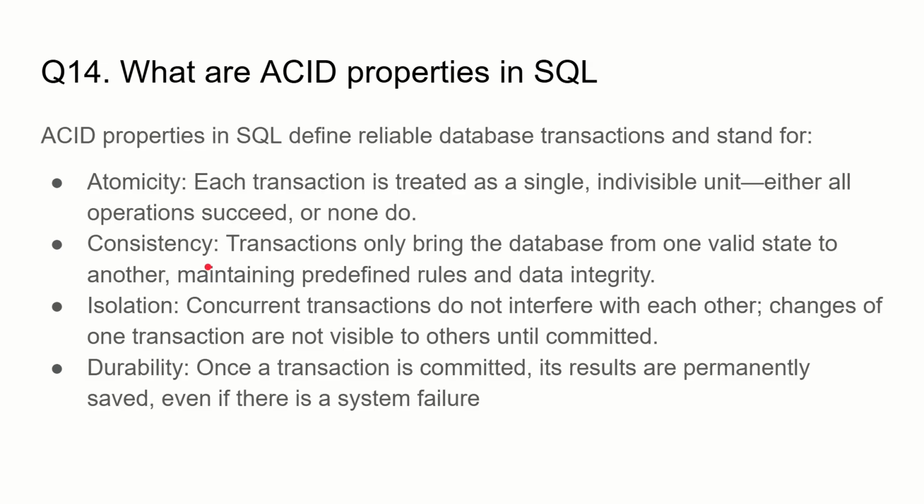Second is consistency. Transactions only bring the database from one valid state to another, maintaining predefined rules and data integrity. Isolation: concurrent transactions do not interfere with each other. Durability: once a transaction is committed, its results are permanently saved even if there is a system failure.